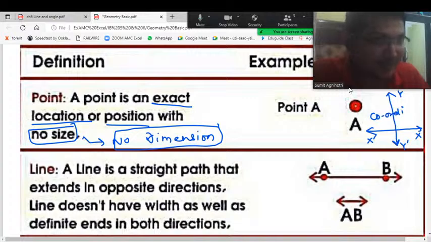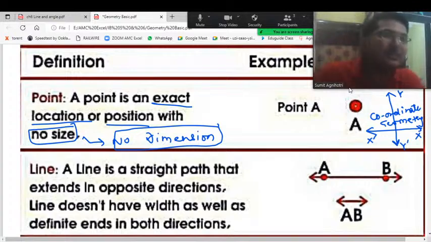Also, coordinate geometry. The word itself suggests it is a geometry, but when we locate a point, we deal with this type of representation under a specific branch that is known as coordinate geometry. That means under geometry there is a part that is known as coordinate geometry, where we specifically locate a point.